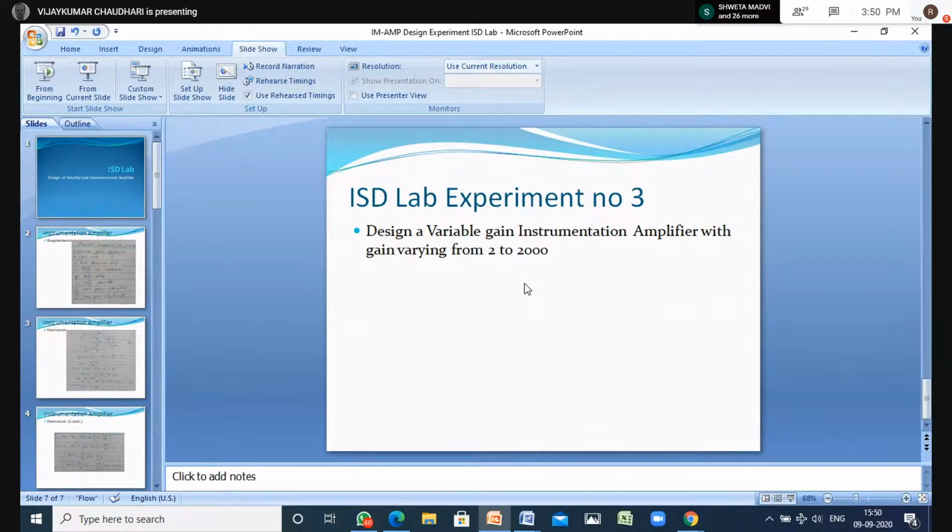Okay. So I will share this presentation for your reference, whatever the steps are, right? Any doubts about this one? No, sir. Okay. Then let's wind up our session here. Next time we'll be simulating this instrumentation amplifier with variable voltage gain. Right. Let me mark the attendance.